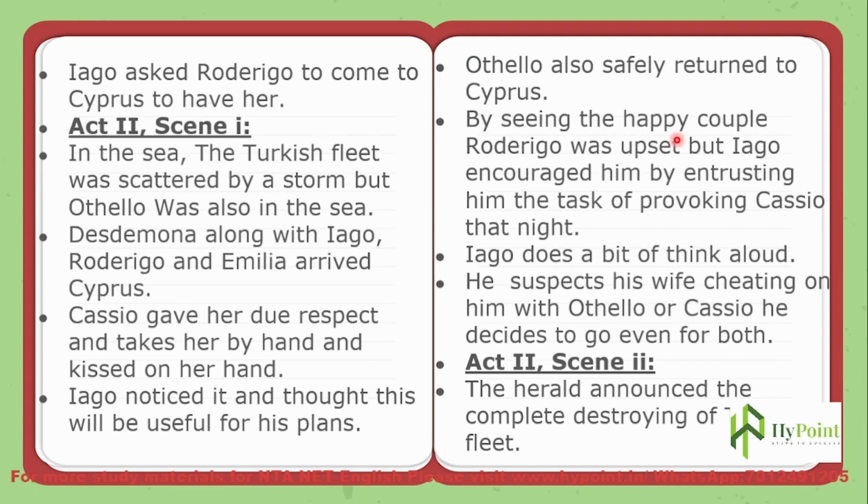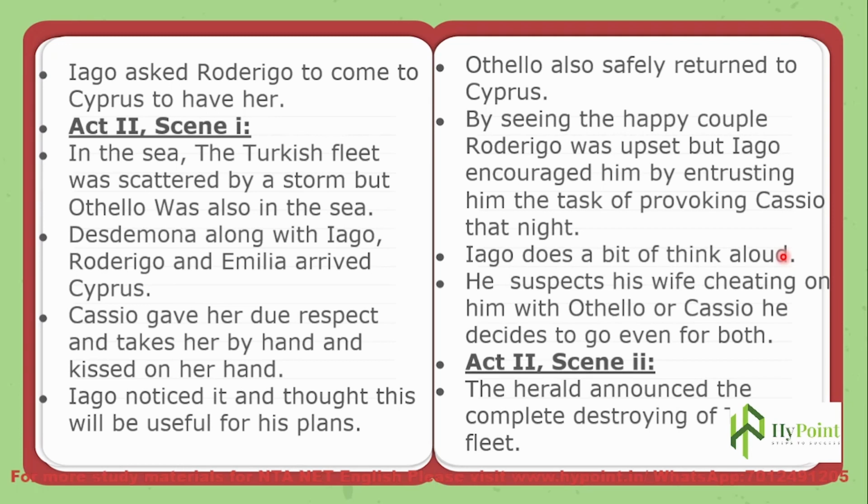Iago is the man who actually controls everyone, by giving false expectations, by giving false interpretations to Othello of Cassio and Desdemona's actions, and also advising Cassio to do many things in the future that we will see. When Othello returned, he got reunited with Desdemona, and seeing the happy couple, Rodrigo got upset and Iago encouraged him: "See, you wait for the right time, Desdemona will come to your hand. You can have Desdemona when the time comes, and now you have to provoke Cassio as much as you can tonight."